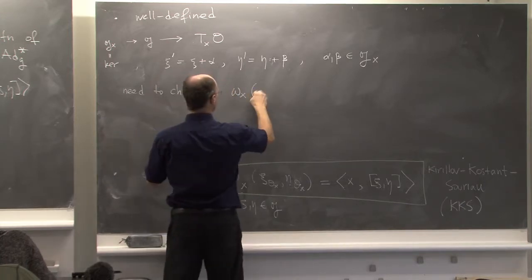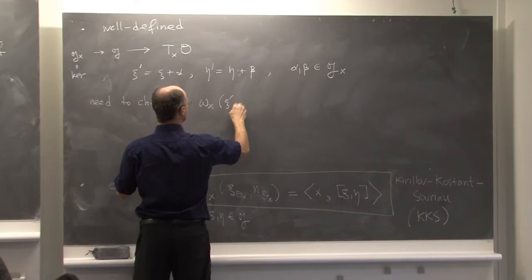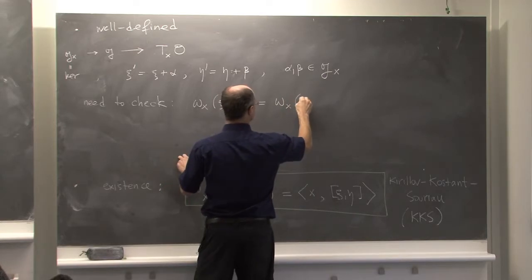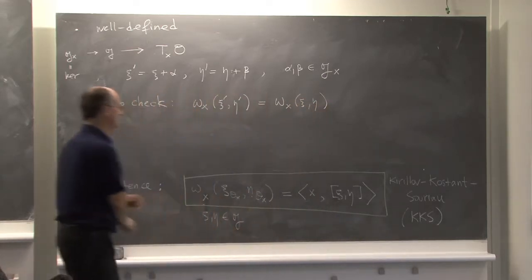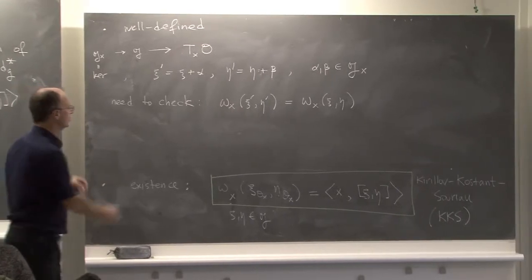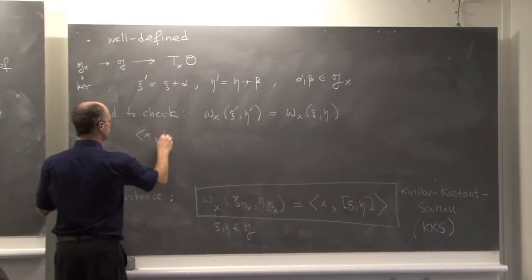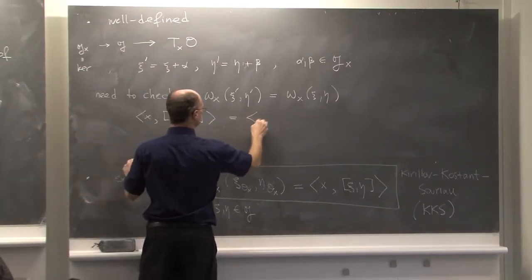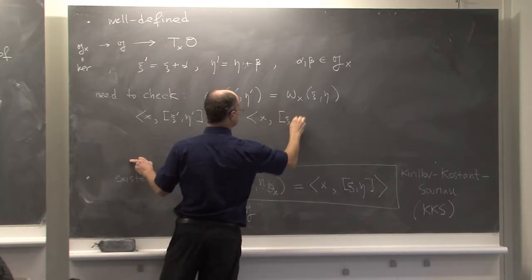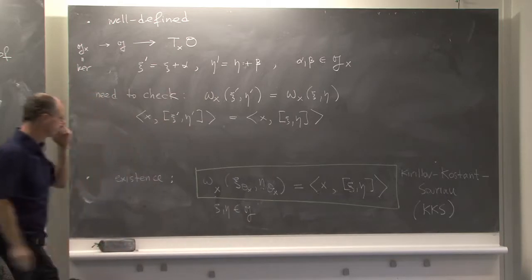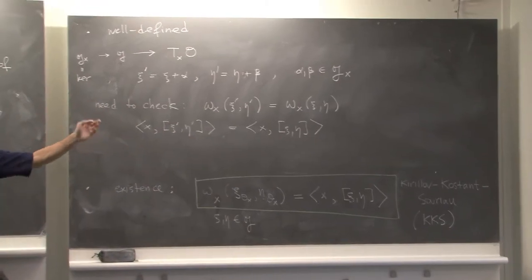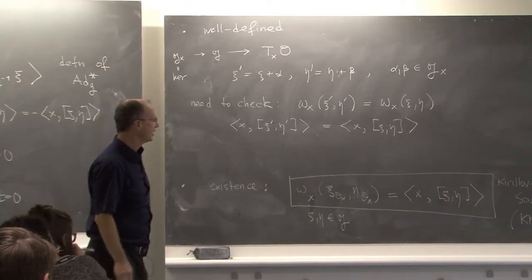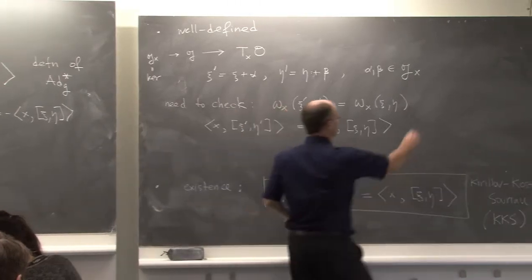omega x of xi prime, eta prime is equal to omega x of xi, eta. Or in other words, x paired with the Lie bracket of xi prime, eta prime equals x paired with the Lie bracket of xi, eta. So the stabilizers don't matter: if you add something in the stabilizer, then it doesn't have consequences. Let's see, what is a stabilizer?